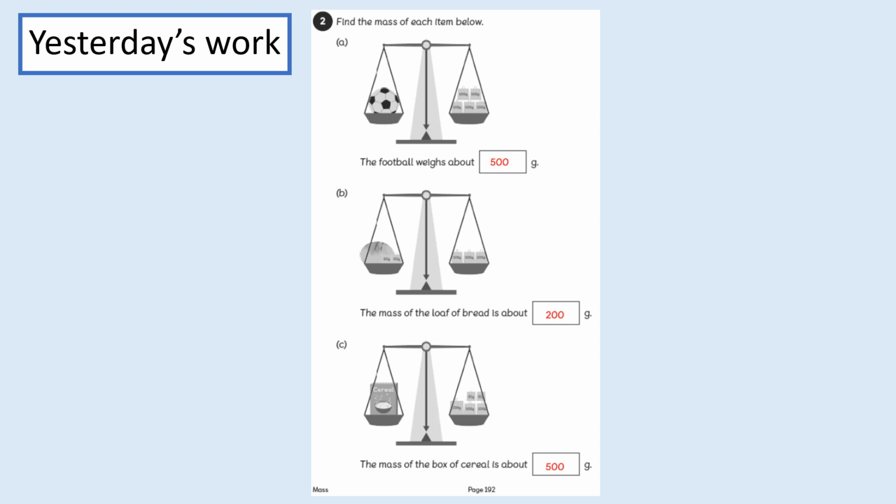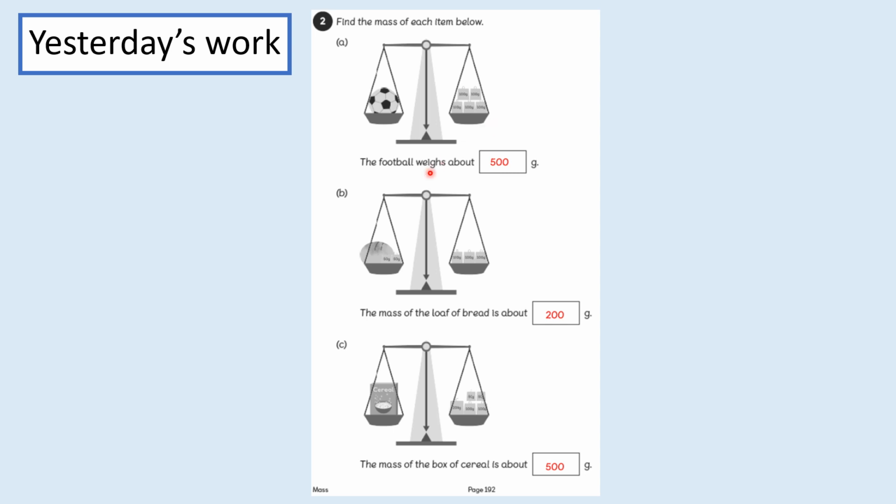Okay, and then on the second page, instead of a regular weighing scale, we were shown some balance scales again, and again we were finding the mass of each object. So for question A, we should have got the football weighs about 500 grams, and we know that because in the picture we can see that there are 5 100-gram masses on this side. And if we do 5 times 100, we get 500 grams altogether.